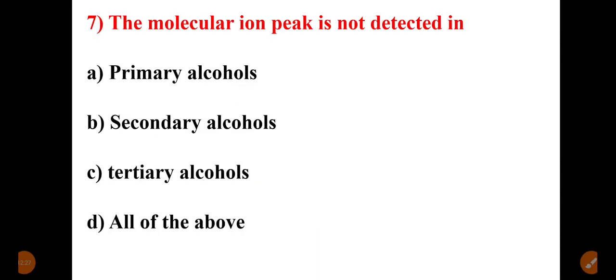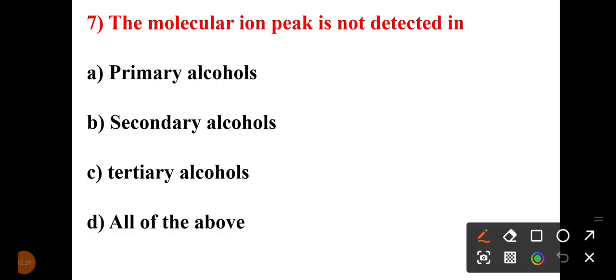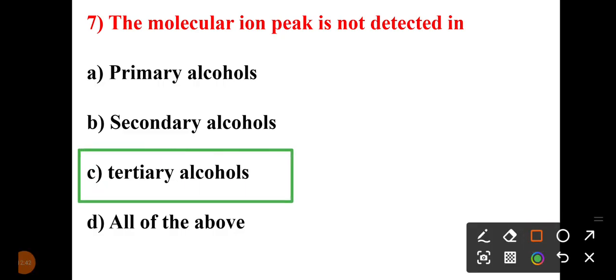Okay, next one: the molecular ion peak is not detected in primary alcohols, secondary alcohols, tertiary alcohols, or all of the above, right? So what is the correct answer? Our answer is tertiary alcohol, because in tertiary alcohol the molecular ion peak is not detected. Even in primary and secondary alcohols, the abundance of the molecular ion peak is very low. But tertiary alcohol does not give any molecular ion peak, and primary and secondary alcohols give a very low intensity peak.